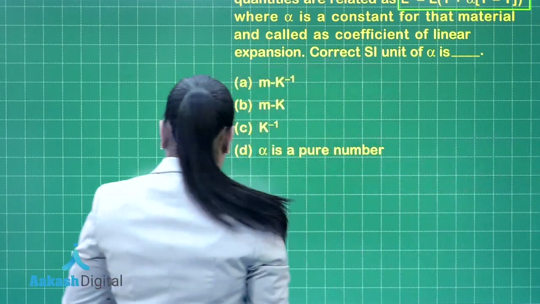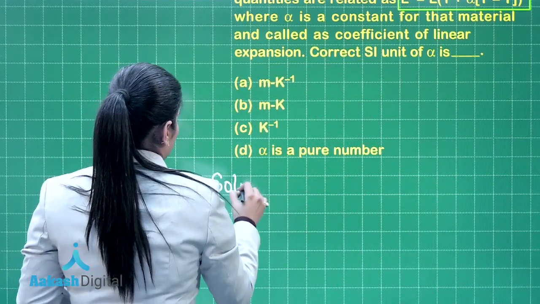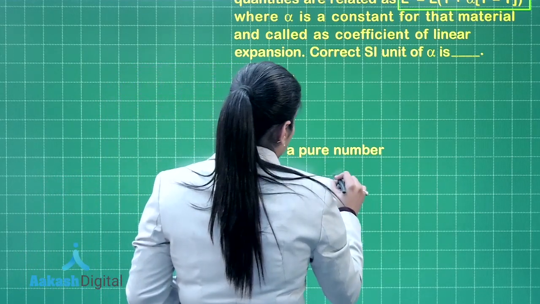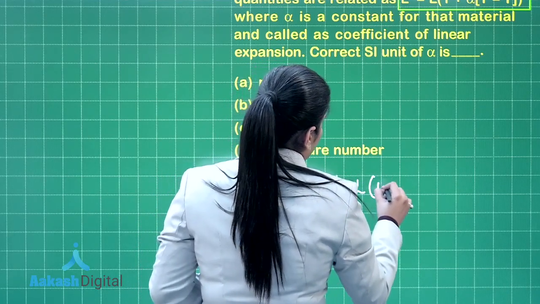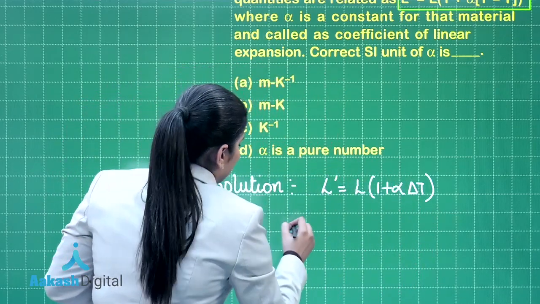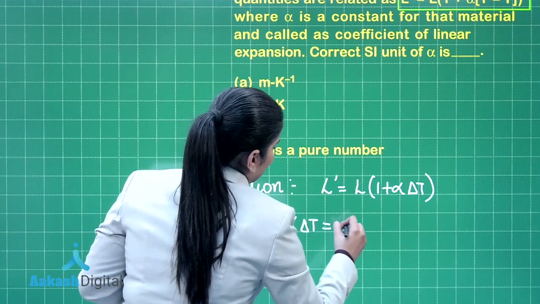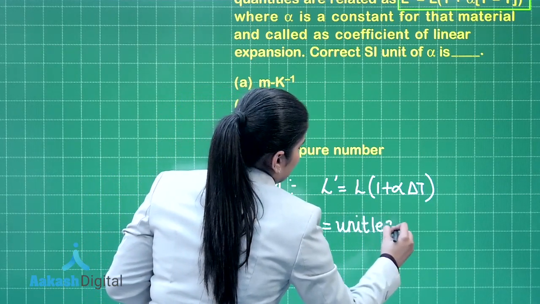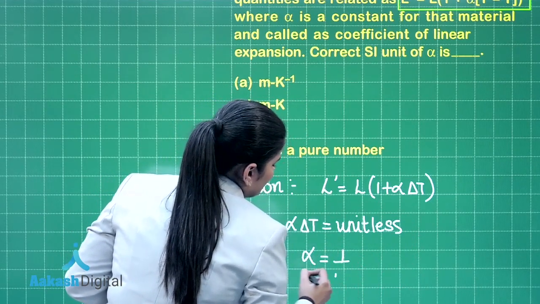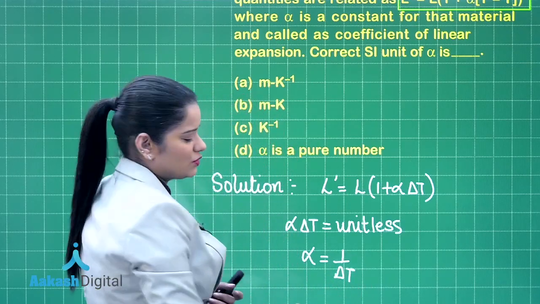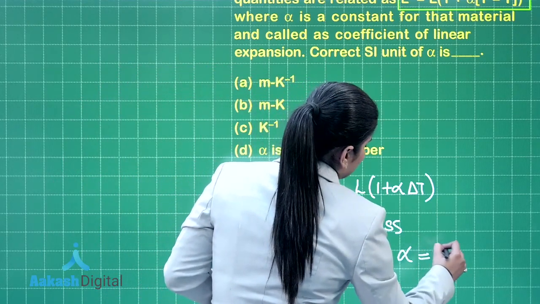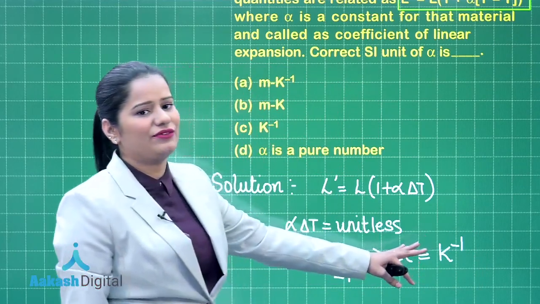So, I can write here in the solution that as the expression gives, L dash is equal to L in the bracket 1 plus alpha into delta T. So, this alpha delta T should be unitless, and hence I can write that alpha is going to have the units of the reciprocal of temperature. So, what is the SI unit of temperature? That is Kelvin, and hence it is going to have the units Kelvin inverse.